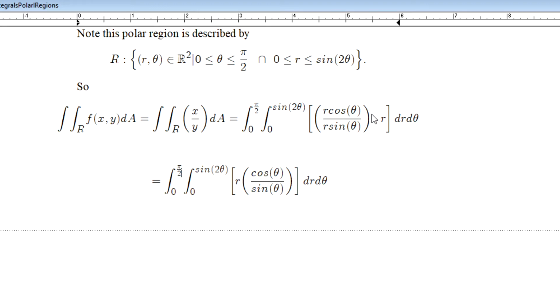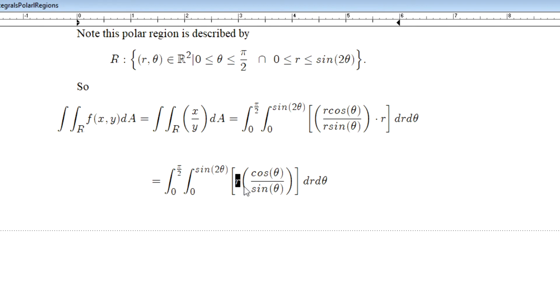All right. Notice we do have some convenient canceling here. These two r's found in the numerator and denominator of x over y will cancel, leaving you just with the cosine theta, sine theta, and you could say that is also the cotangent of theta, but I will tell you it's going to be more convenient to leave it in this form for the moment, at least in this example.